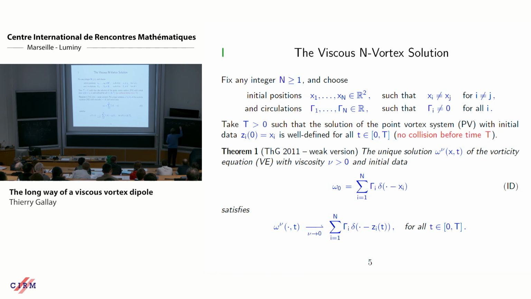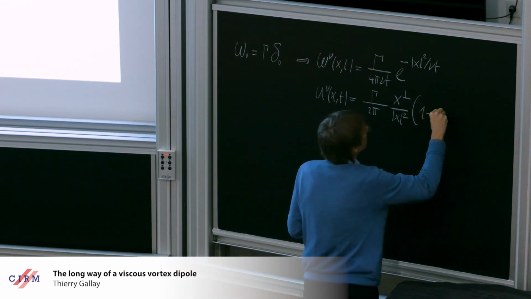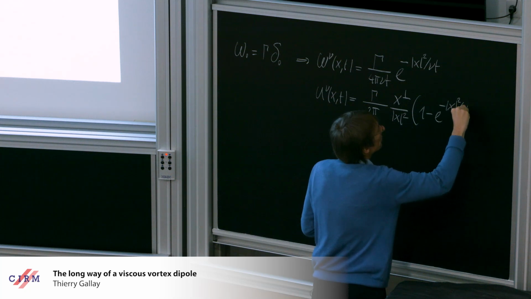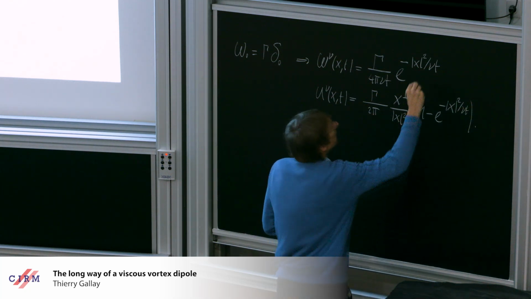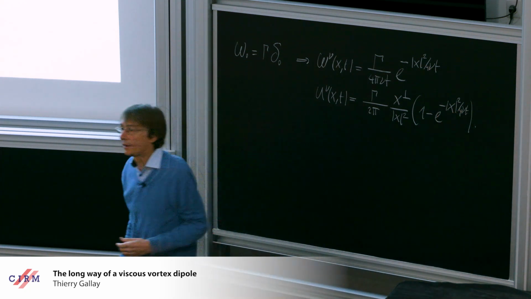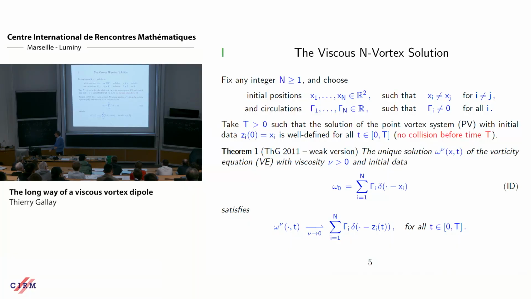And if you are interested in the velocity field, you can compute it too. It's something like gamma over 2 pi x perp over x squared. This is just the point vortex, but then it's regularized near the origin by nu t. There is a 4 maybe. Okay, good. So if you have only one point vortex, it becomes a self-similar Lamb-Oseen vortex.